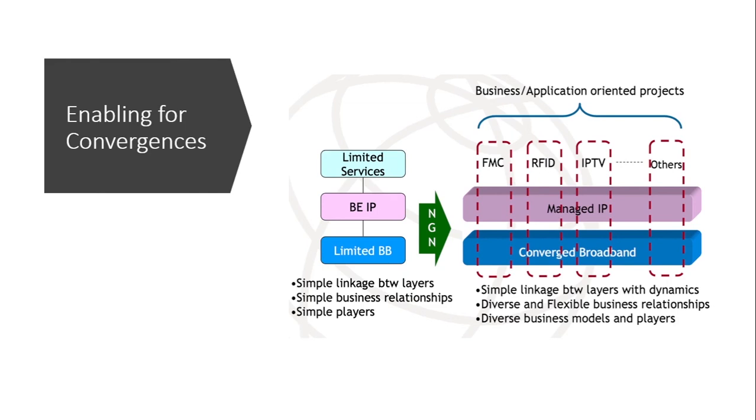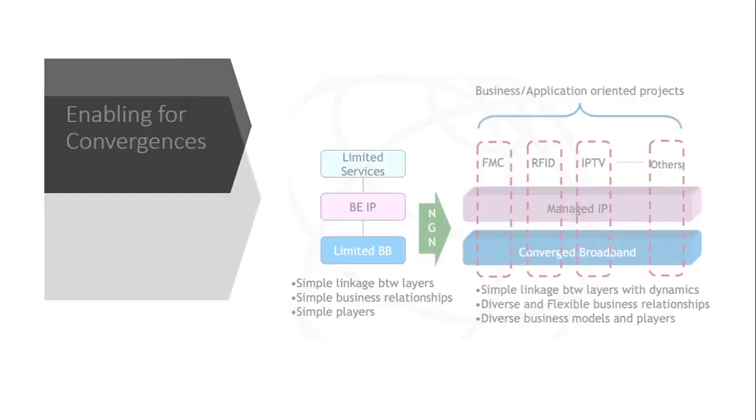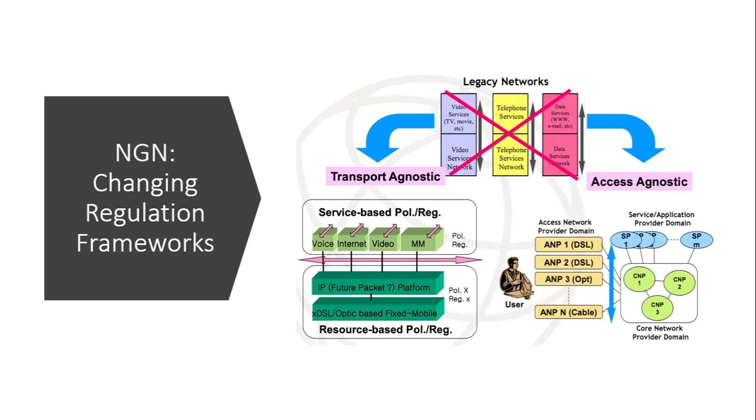So for enabling convergence, as we already discussed before, here we can see in the figure that on the left there is a simple linkage between layers, simple business relationships and simple players, whereas on the right, with NGN, there is simple linkage between layers with dynamic, diverse and flexible business relationships, and diverse business models and players. This is the illustration of how NGN changes regulation frameworks, as you can see from the legacy network into the transport agnostic and the access agnostic.